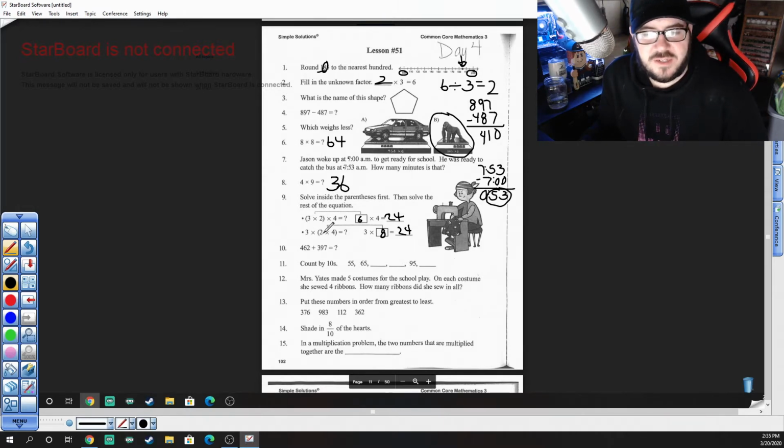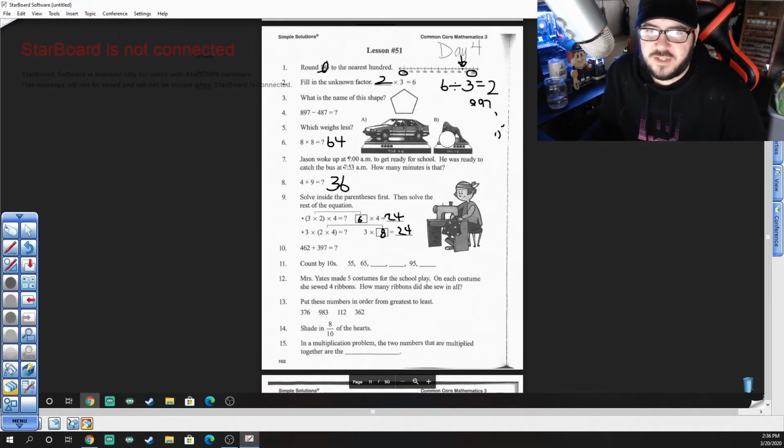Number 10, 462 plus 200, plus 397. Let me go ahead. Doing a little erasing here to give me some more room to solve here. We've got a picture in the middle of our page that's not really helpful for us. So 462, I'm going to go ahead and do this up here. 462 plus 397.